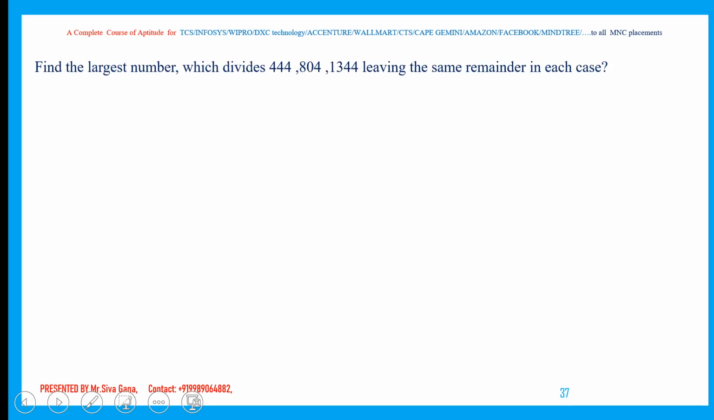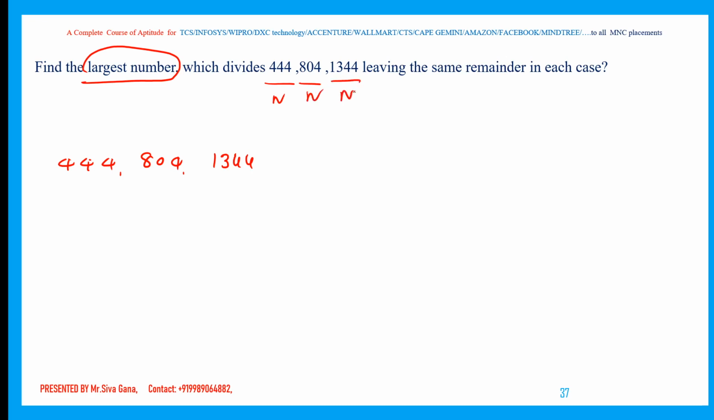Find the largest number which divides 444, 804, 1344, leaving the same remainder. We have to find the largest number such that when 444, 804, 1344 are divided by it, they leave the same remainder.